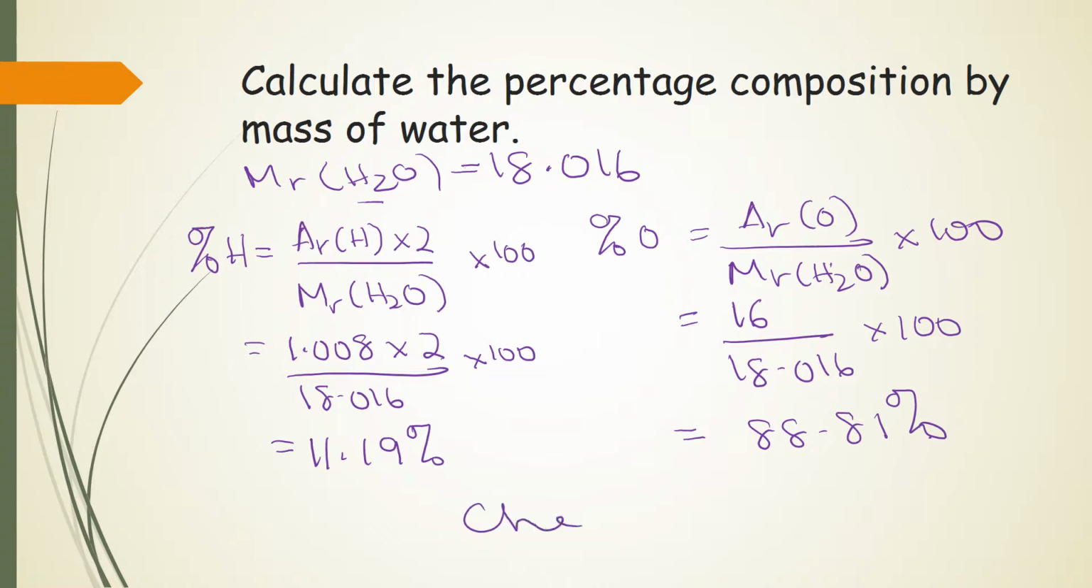Now, how do we know we got it right? We do a little check. It's a percentage. Percentages always add to 100. So we quickly add this up. 11.19 add 88.81 equals 100. Wow, I got it right.